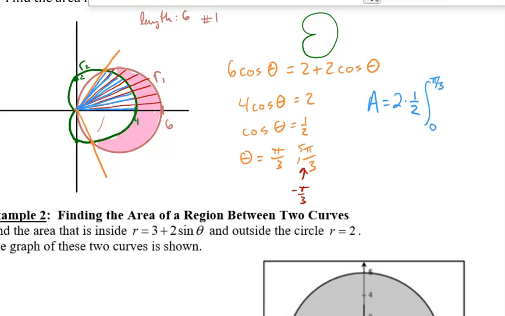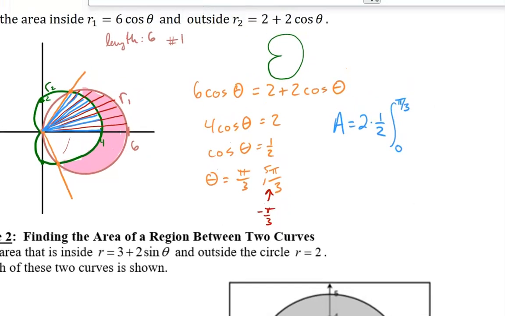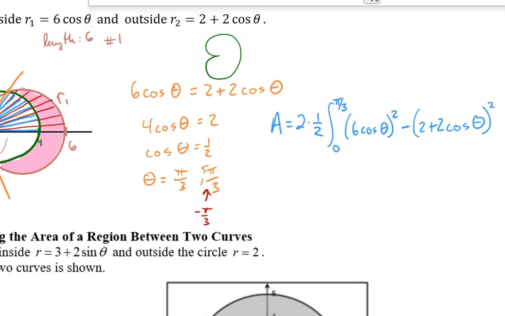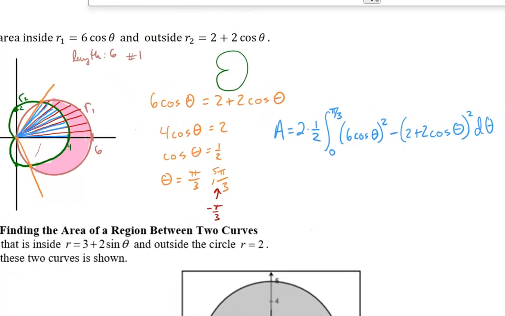And then here's the other thing I need to be careful of. It is not R1 minus R2. It is R1 squared because I'm doing the whole sector minus R2 squared, the inside sector. So R1, which was 6 cosine theta squared, minus R2, which is the whole quantity, 2 plus, I know I'm off the screen here, 2 plus 2 cosine squared theta d theta.